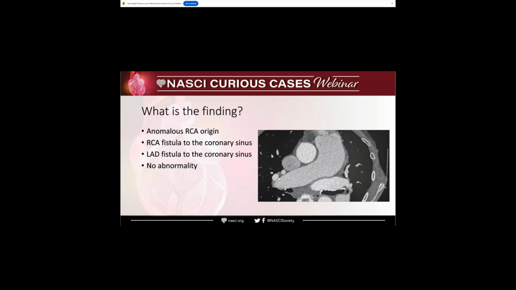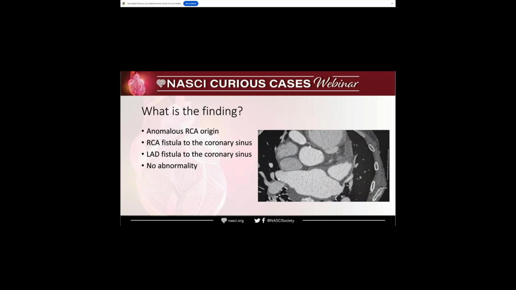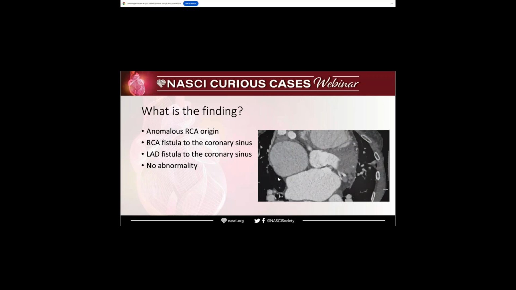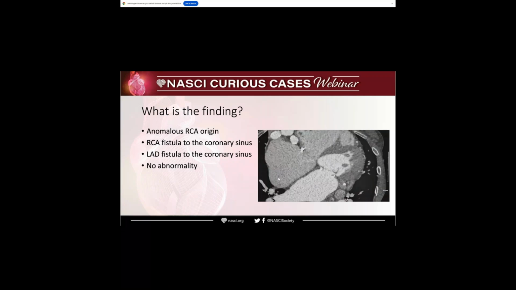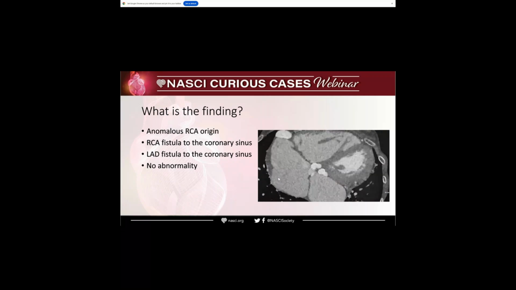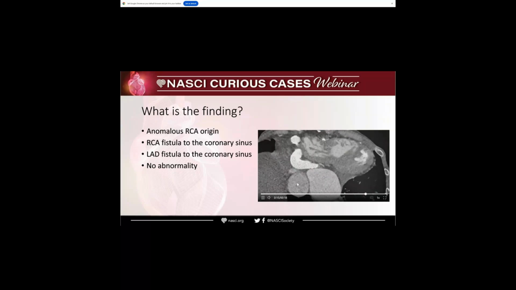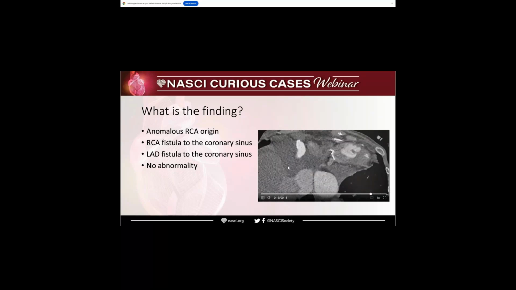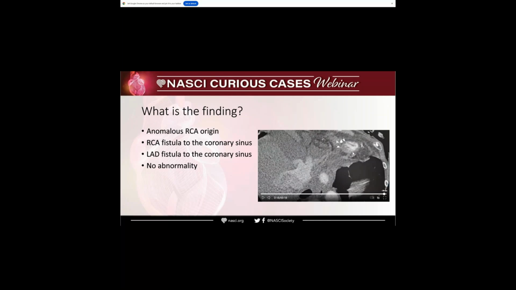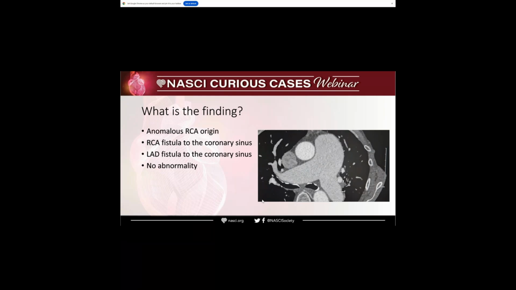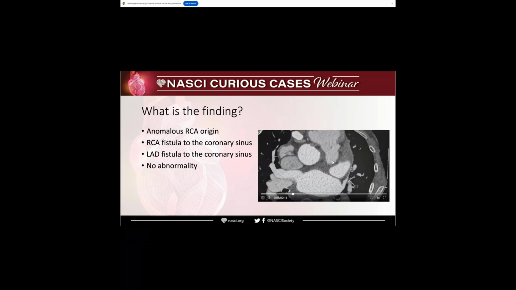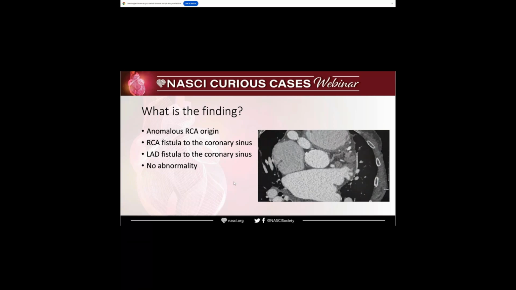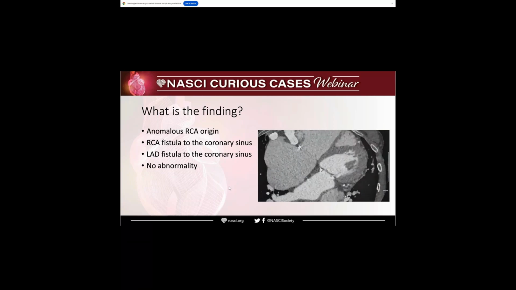So basically, the biggest problem with this finding is that you have a left to right shunt, because what happens is that all the blood goes into the right atrium, and then it goes into the pulmonary circulation to the pulmonary artery to the left system, and then again into the right system. So that's why we can see that not only is the RCA dilated, look at the pulmonary artery. Look at how big it is. So over time, this can cause heart failure.